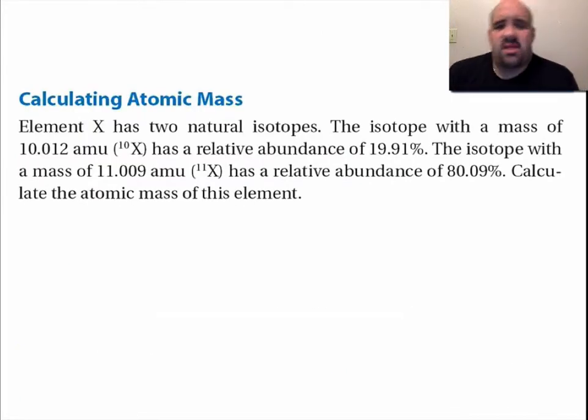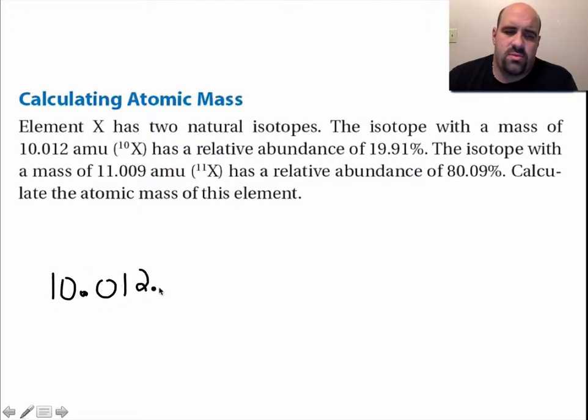So we'll do another one. Element X has 2 natural isotopes. The isotope with a mass of 10.012 AMU has a relative abundance of 19.91. The isotope with a mass of 11.009 AMU has an abundance of 80.09. So in the first case we have a mass of 10.012 AMU, and the abundance is 19.91%. To get this into a fraction, the decimal goes over 2 places. So this times 0.1991.